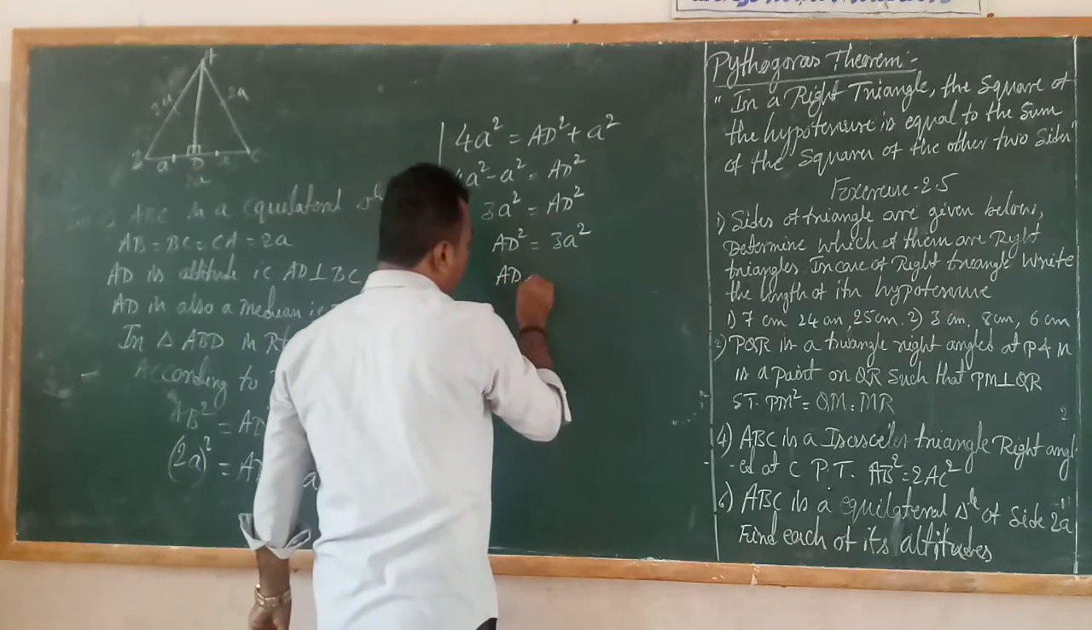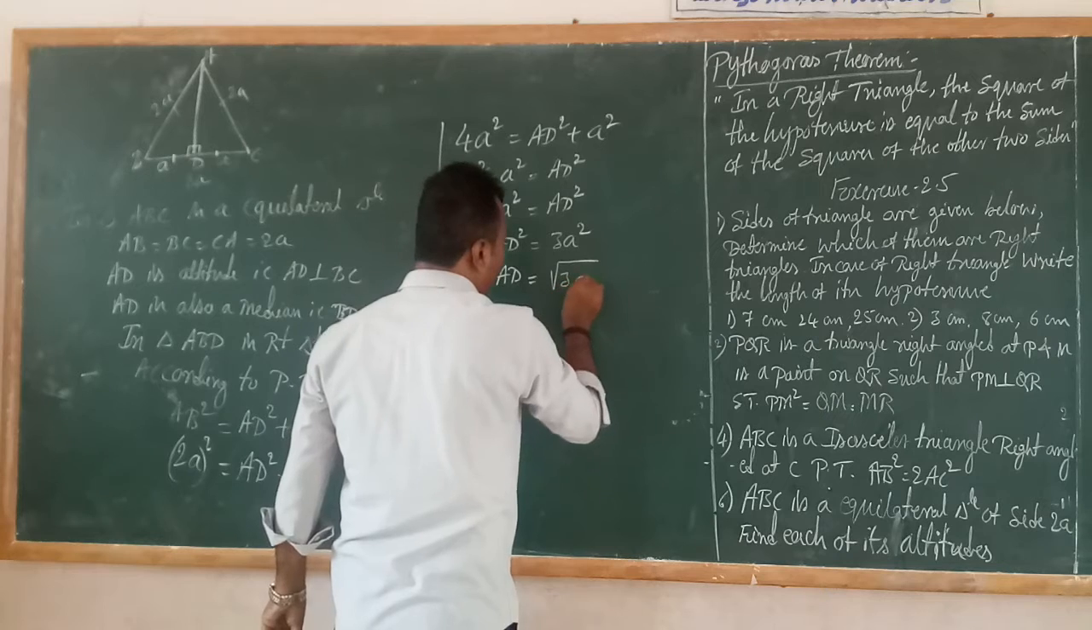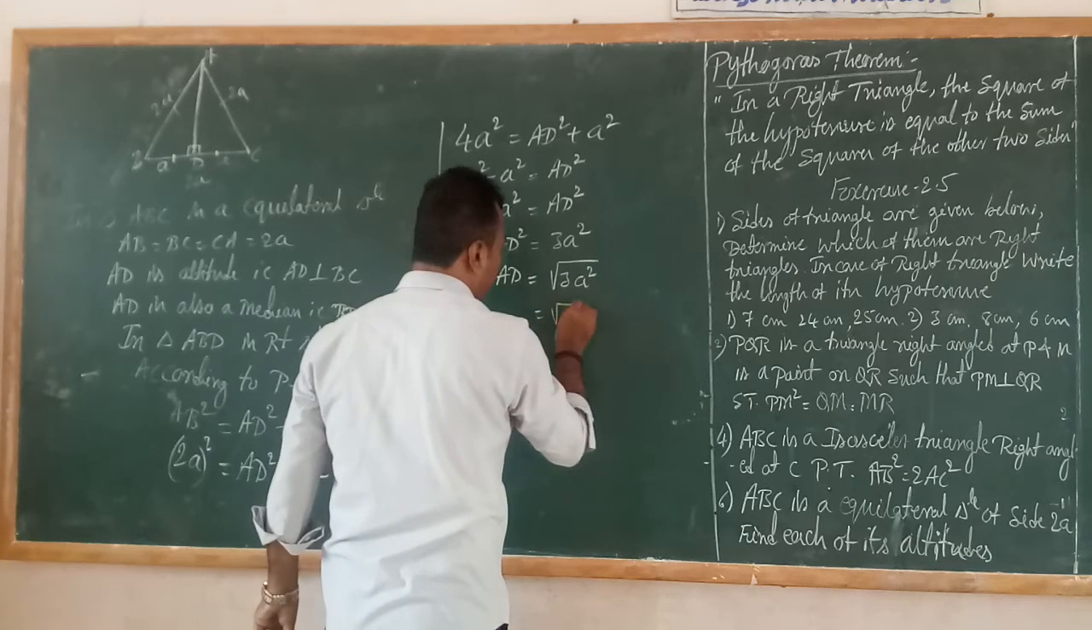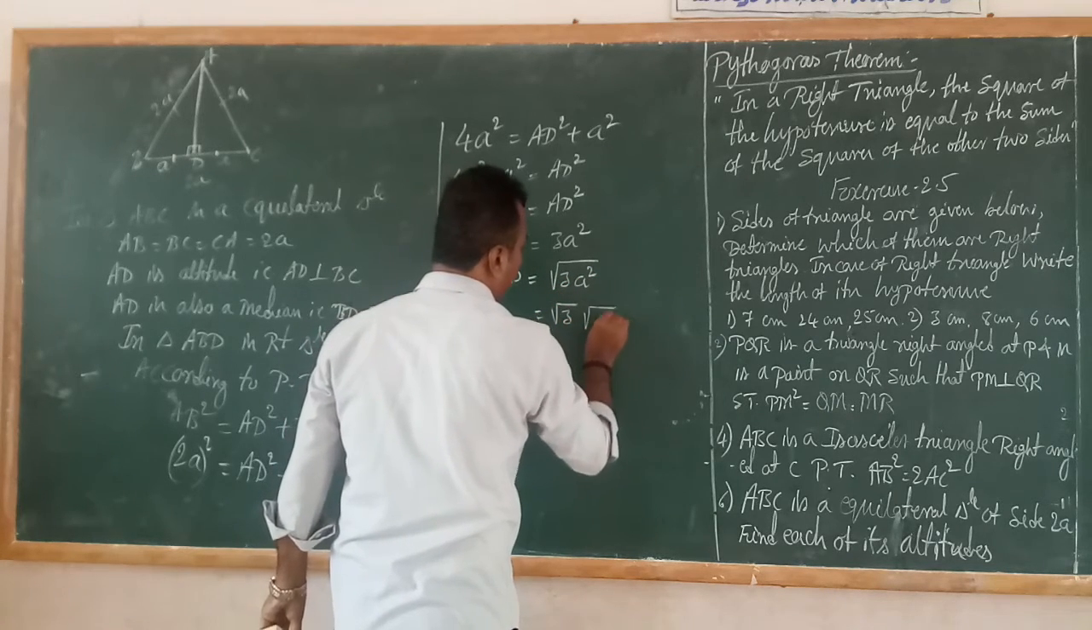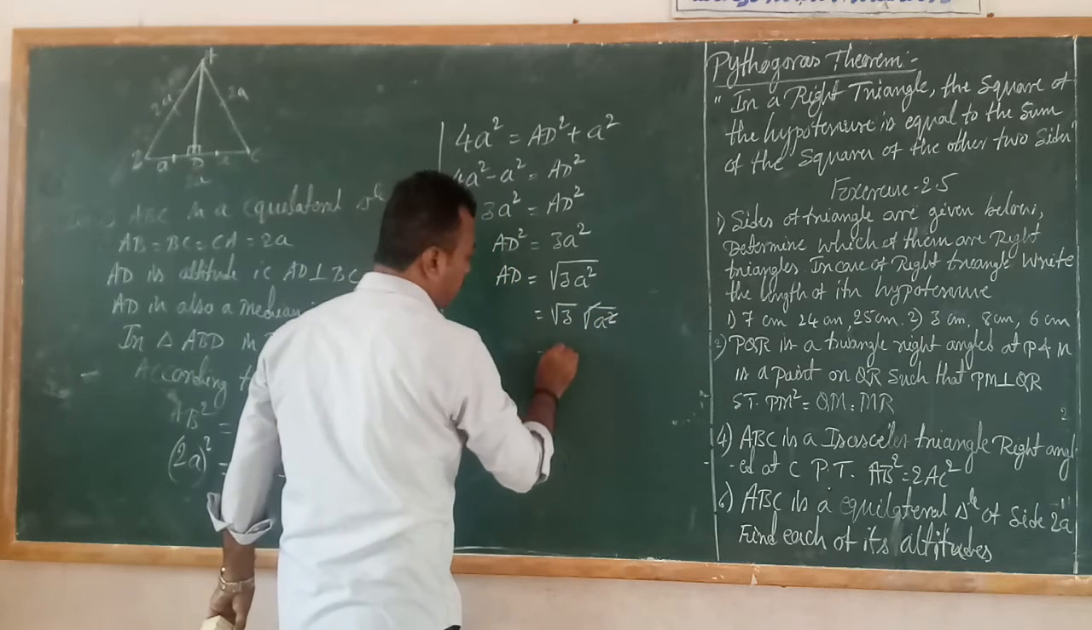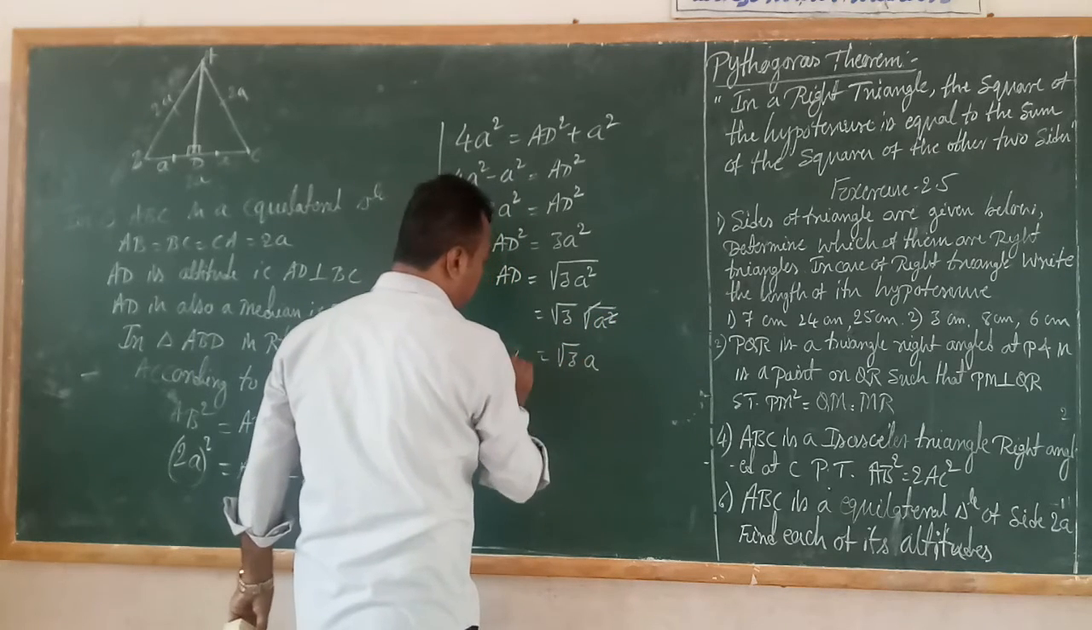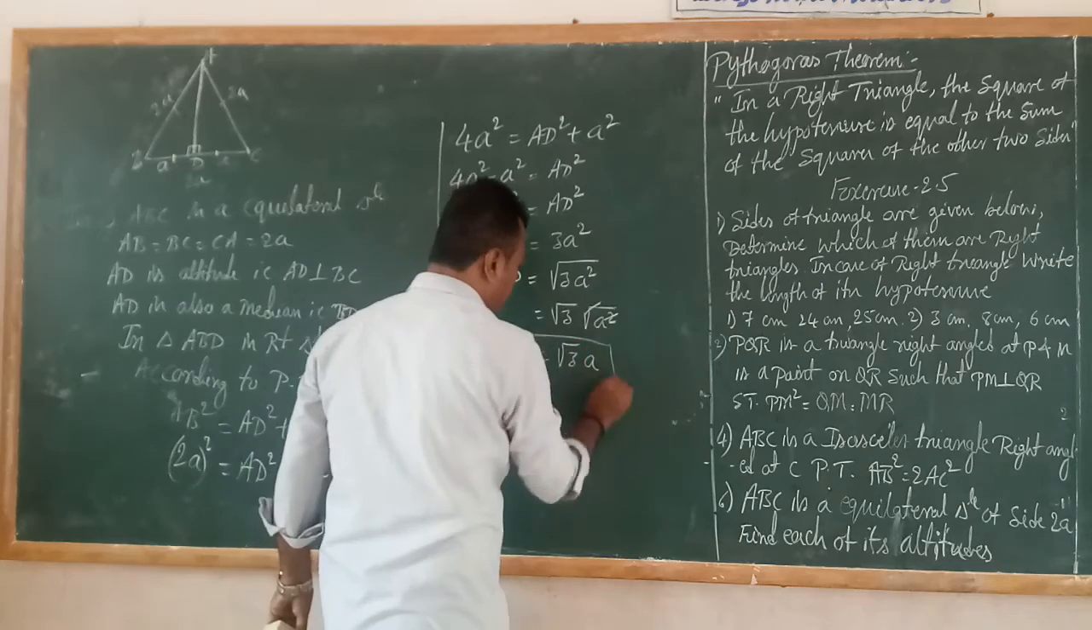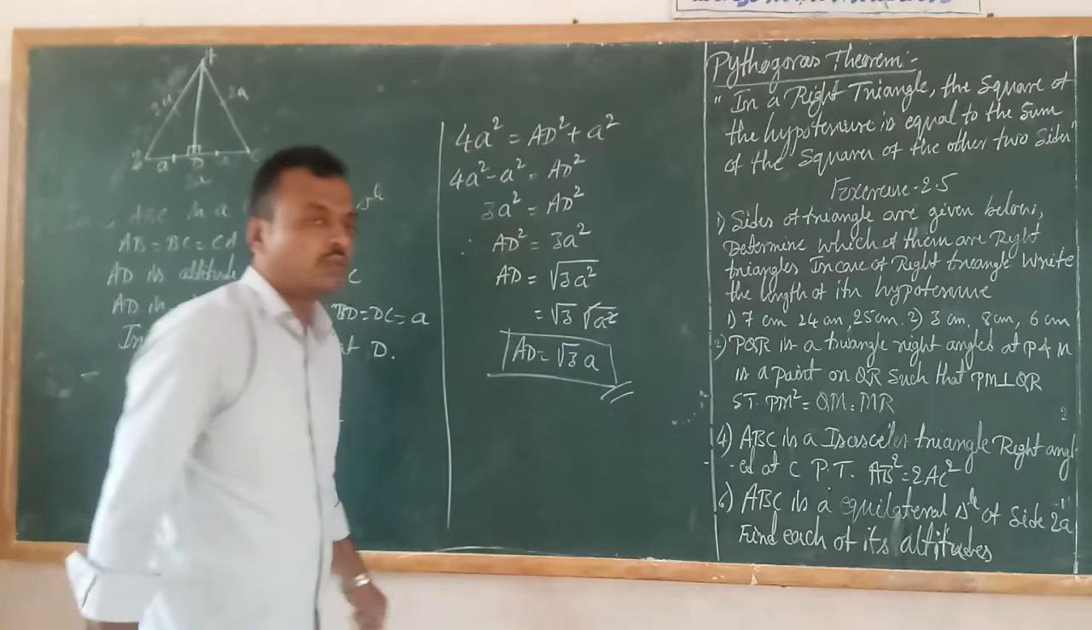So AD is equal to the square root of 3A square. The square root applies to 3 and also to A square. The square root cancels, remaining root 3 A. This is the length of the altitude. So therefore AD is equal to root 3 A units.